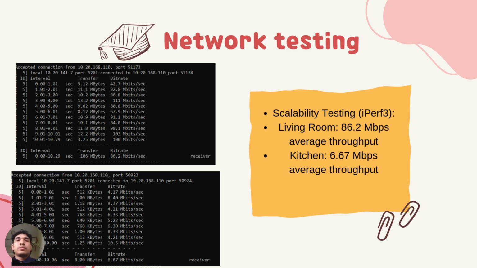From the living room, the average throughput is 86.2 megabits per second. And from the kitchen, it's 6.67 megabits per second.